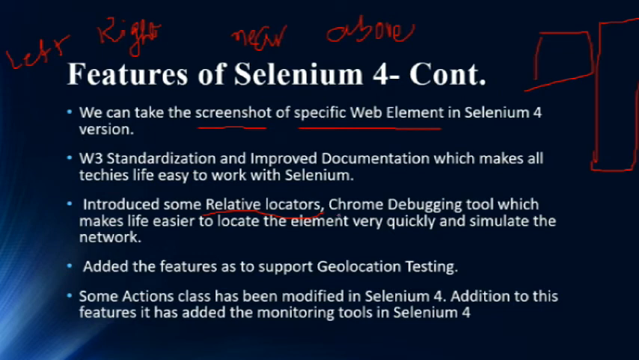Also, it has a big tool called the Chrome debugging tool. I'll explain later how it works, but you can remember it as one of the most important features added in Selenium 4. Also in Selenium 4, it has support for geolocation testing, which is not available in earlier versions of Selenium. Some Actions class methods have also been modified in Selenium 4, and it has also added a monitoring tool.